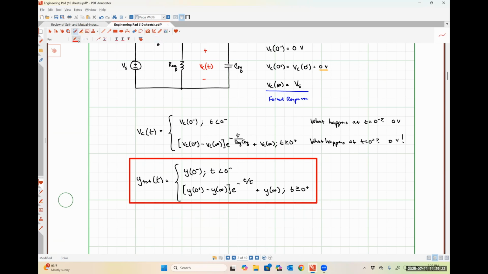So this particular equation has, once again, 4 pieces of unknown things. We have to figure out what's going on at 0 minus. We have to figure out what's going on at 0 plus. We have to figure out what's going on at t equal to infinity. And then lastly, we need to calculate our time constant. If we can find those 4 pieces of information, we can just plug that in and we will know how any current or voltage in our system is behaving.